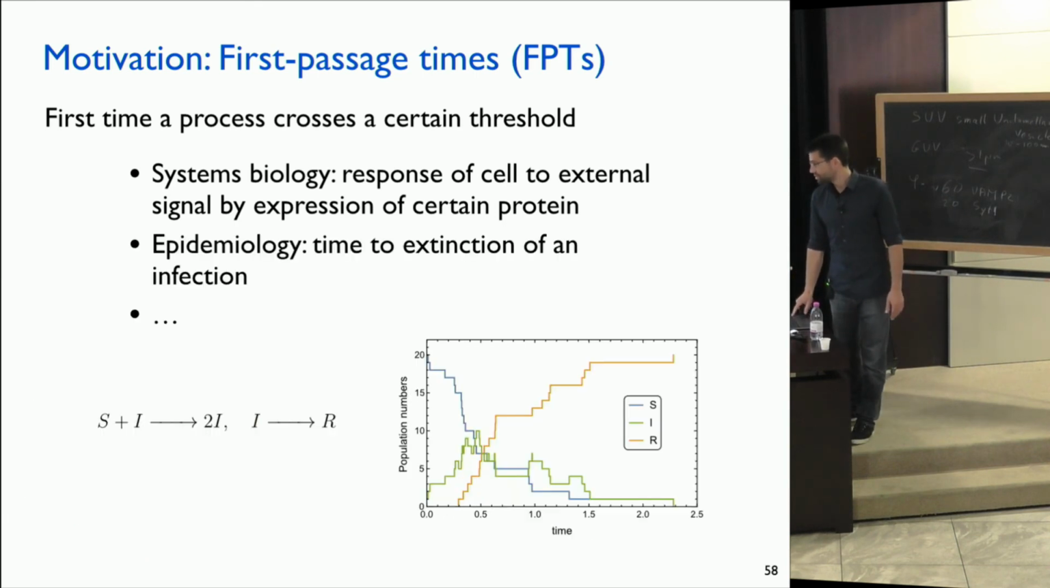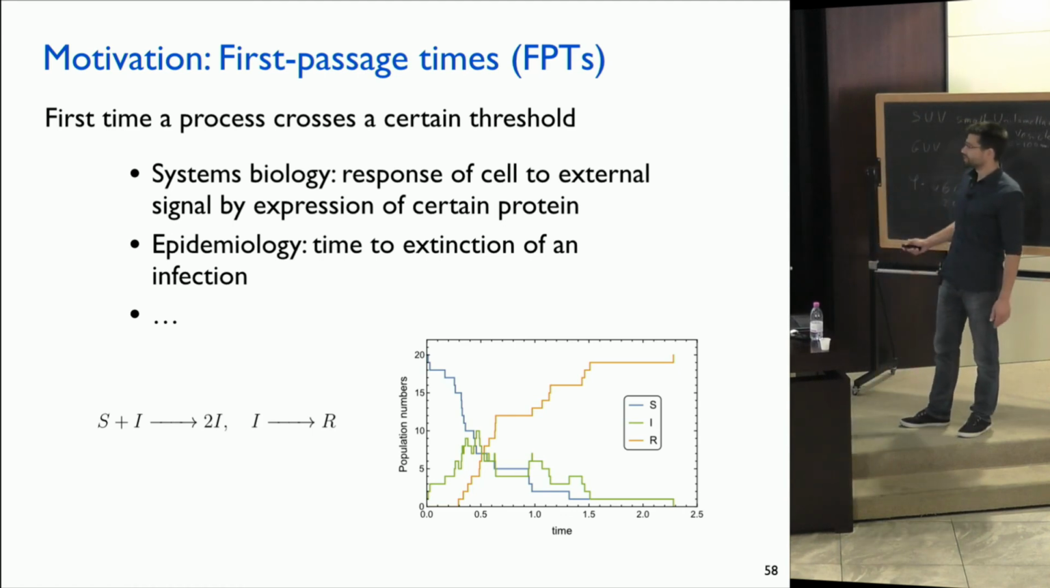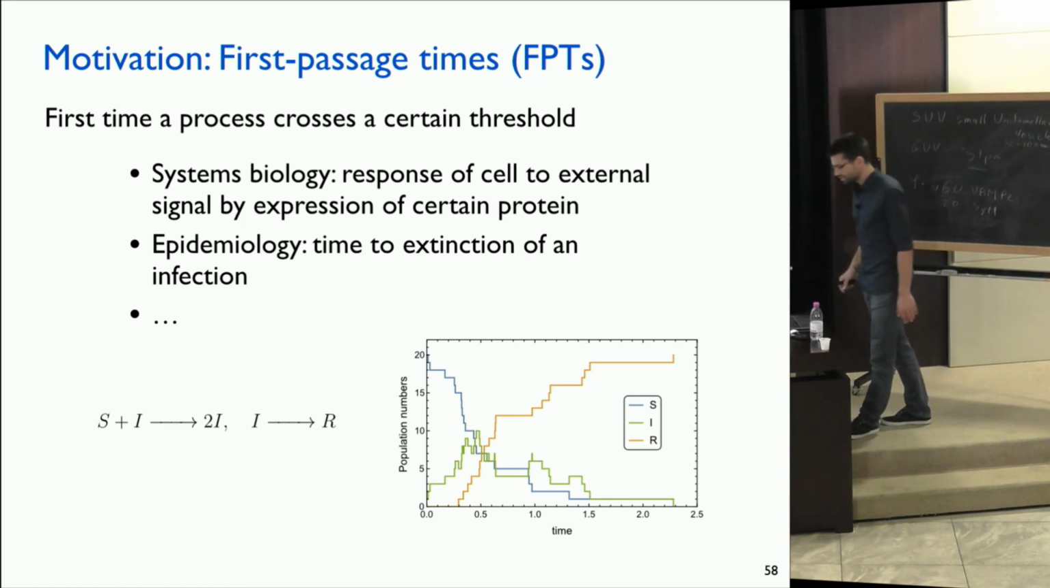But there are many other interesting examples. To come back to our SIRS system, if we don't let the recovered species become susceptible again, the infected species will sooner or later die. And one might ask, how long does it take for the infected species to die? In the beginning, here in green, the infected species might go up, but at some point it will die and become extinct.